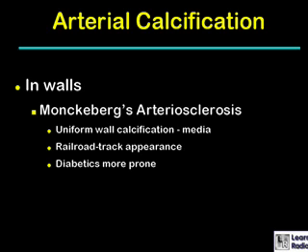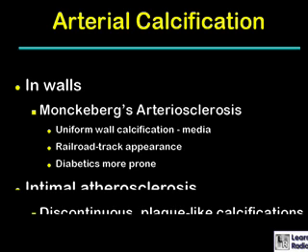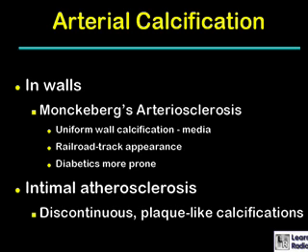Mönckeberg's arteriosclerosis is a uniform wall calcification in which the media is involved. It has a railroad track appearance, and diabetics are much more prone to develop this form of arterial calcification. Intimal atherosclerosis tends to be much more discontinuous and plaque-like in its form.